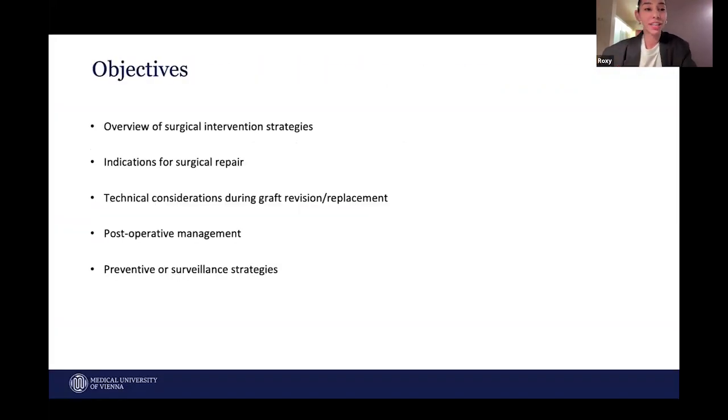What I'm going to cover today is a little bit of an overview of the surgical interventional strategies, the indications for the surgical repair, the technical considerations during the graft revision or replacement, and also the post-operative management and the preventive strategies that we actually have available.